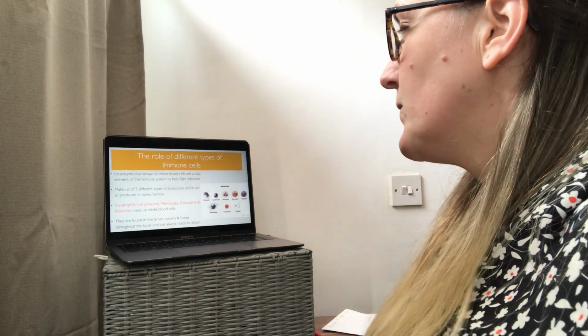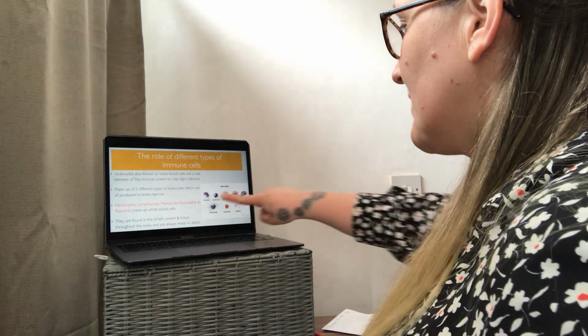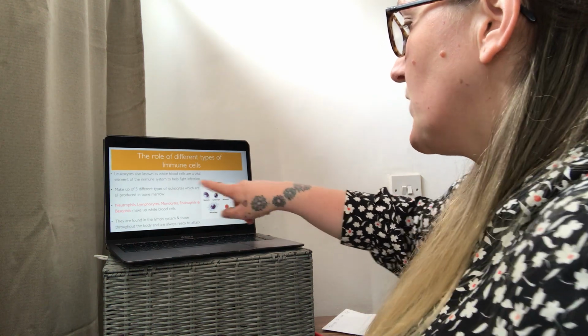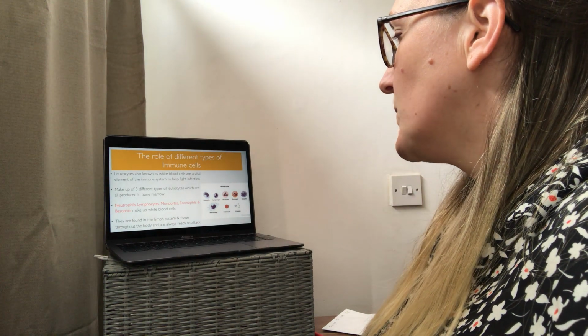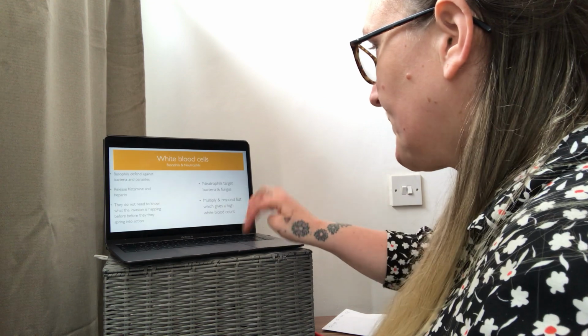Okay, so if we look at the roles of different types of immune cells, leukocytes are also known as white blood cells, and these are a vital element for the immune system to help fight infection. These are made up of 5 different types of leukocytes, which are all produced within the bone marrow. So here you can see the 5 different types of leukocytes, which are neutrophils, lymphocytes, monocytes, eosinophils, and basophils, which, like I said, make up the white blood cells. They are found in the lymph system and tissue throughout the body, and they are always ready to attack.